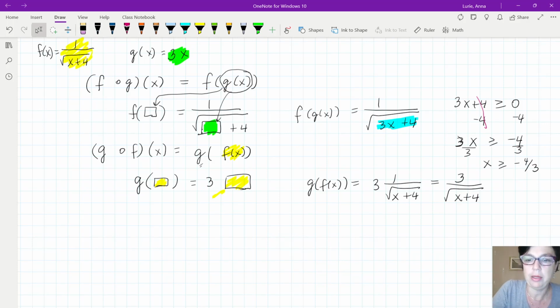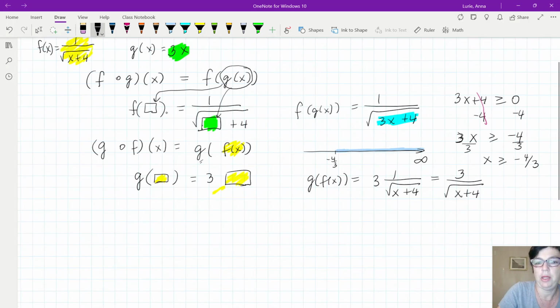Now, how do we write that in interval notation? So if you were to draw this, let's say negative 4/3 is somewhere over here, but you are greater than that. So that means that your region is going to start at negative 4/3 and go all the way up into positive infinity. So your domain is going to be, at least for now, negative 4/3 to infinity.